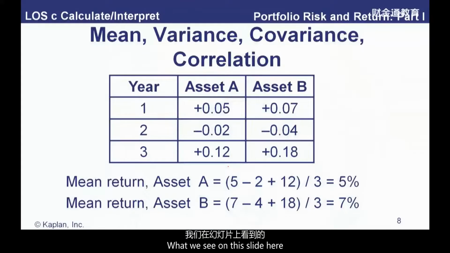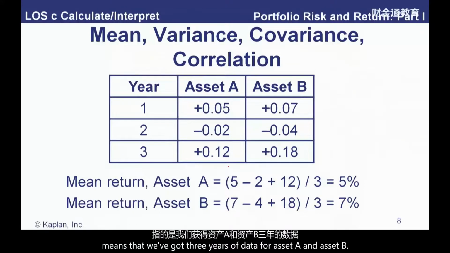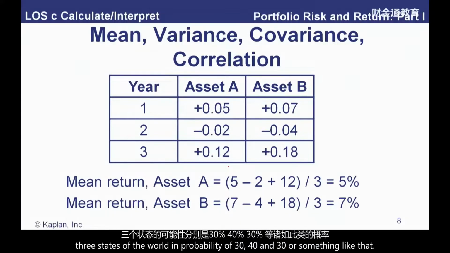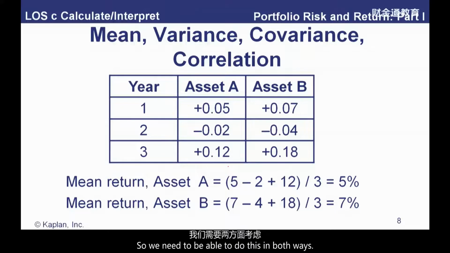What we see in the slides here is an approach to what I would call historical data, meaning that we've got 3 years of data for asset A and asset B. We also would need to think of this in terms of probabilistic data. That would be where we have 3 states of the world and probabilities of 30, 40, and 30 or something like that. So you need to be able to do this both ways. The example we're going to do is going to be with historical data, which is probably the more common approach. But make sure that you don't get thrown off if you move from historical data to probabilistic data.